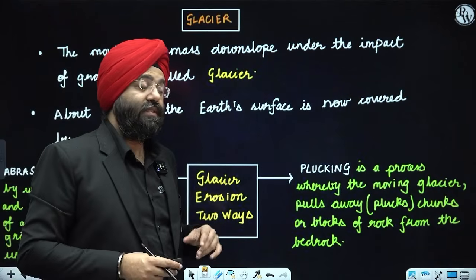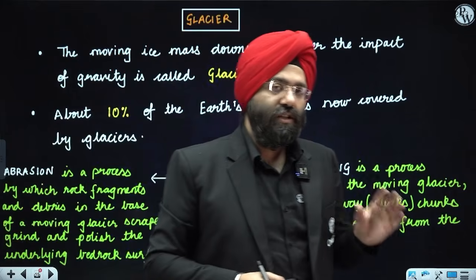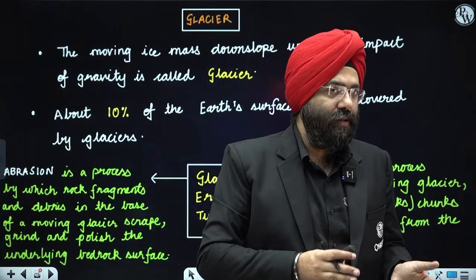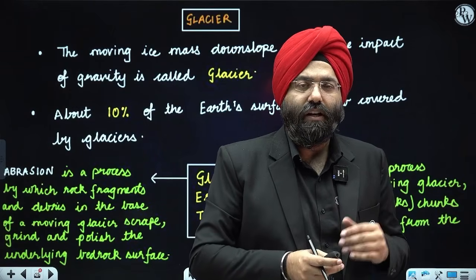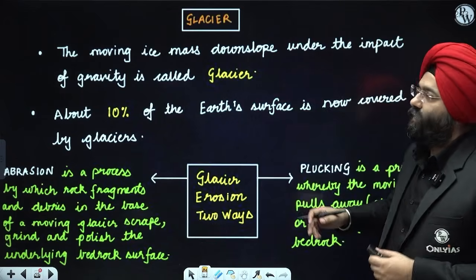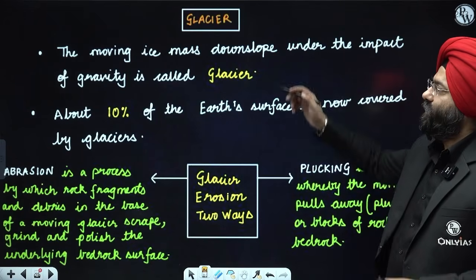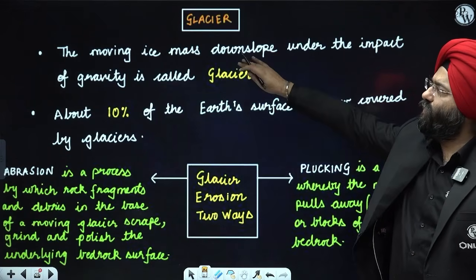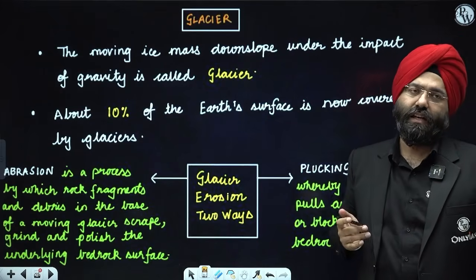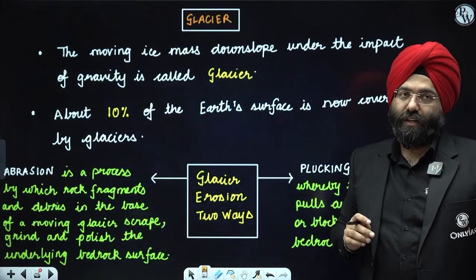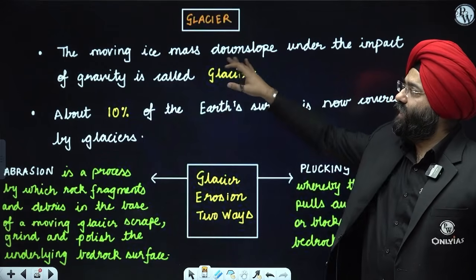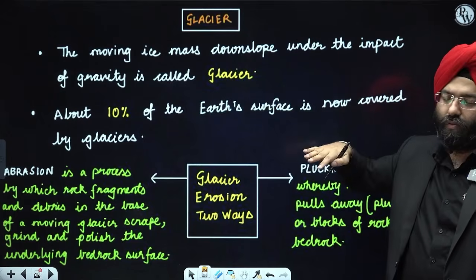Now comes the second concept, geomorphic agent, as well as the processes, because these involve a lot of processes also. They are themselves agents also, because they are involved in erosion and deposition. And obviously they're transporting also. A glacier. What is a glacier? A moving ice mass downslope under the impact of gravity is a glacier. This is something very important. Under the impact of gravity, right? So the moving ice moves downslope under the impact of gravity.